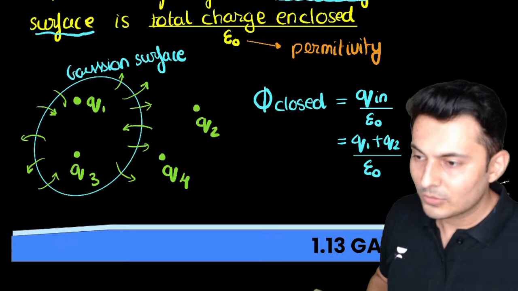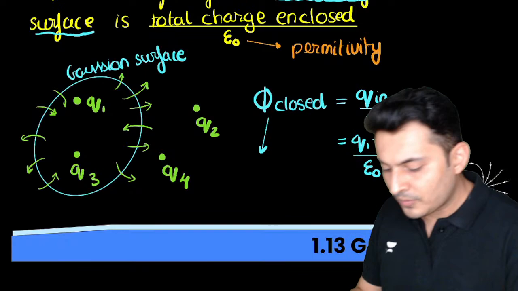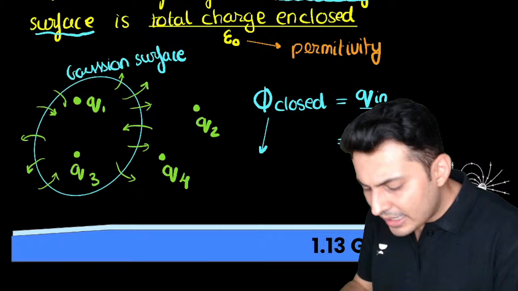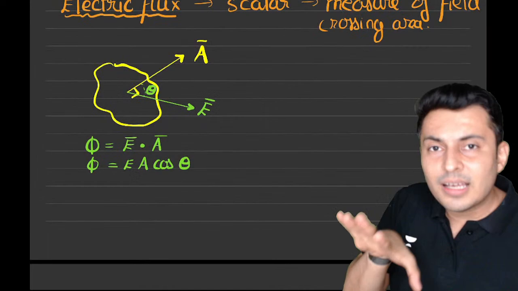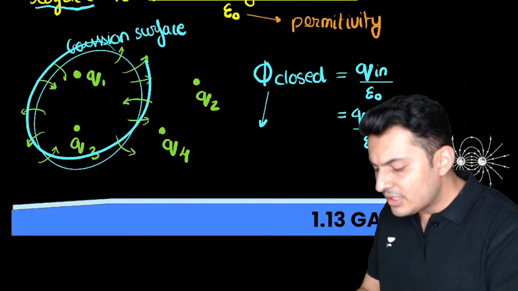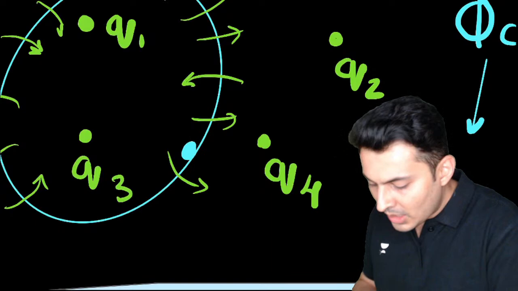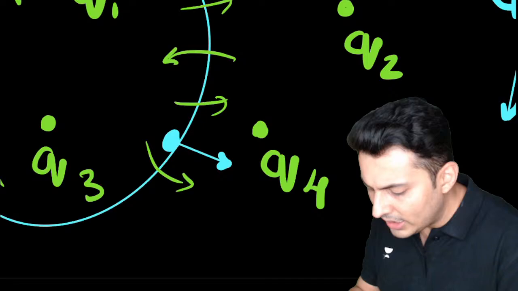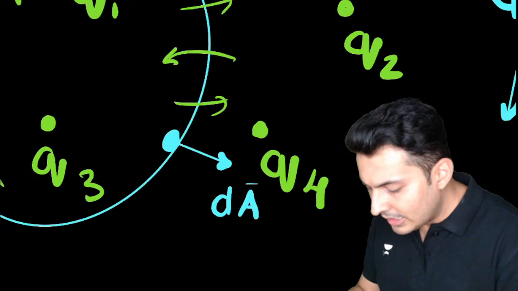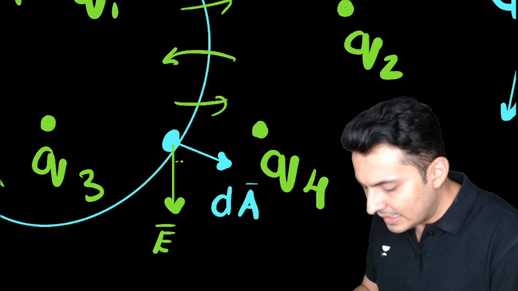Okay. Everyone fine? Now, also remember, this flux which is the closed surface flux, I can also write it as, think like this. For one single surface, it is electric field into area. But when you have this random surface, there are so many small areas, and at every point the field is also different. If I take a surface here, there will be a small area vector, I can call it dA vector. And at that location, maybe the electric field is in this direction, making a certain angle theta. So in that area, there is some flux.